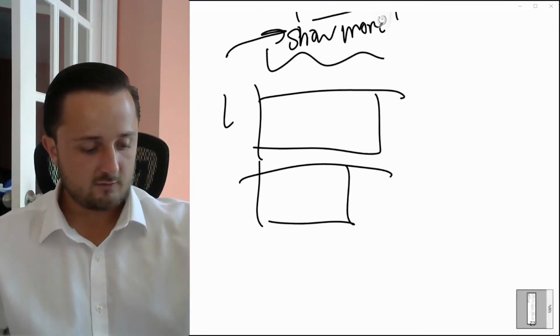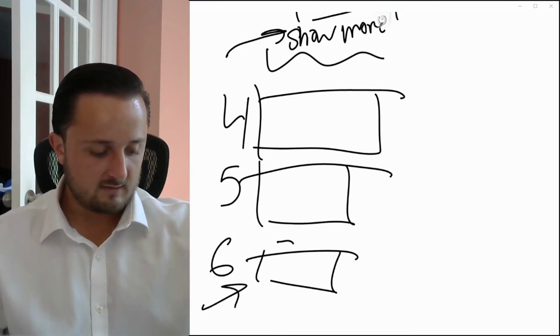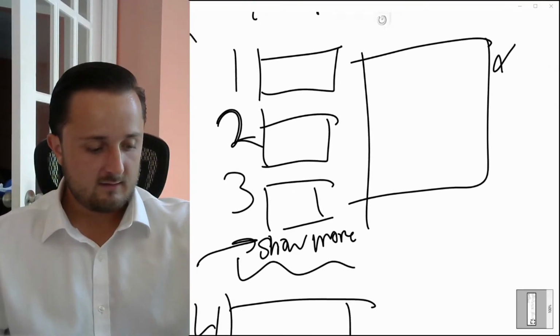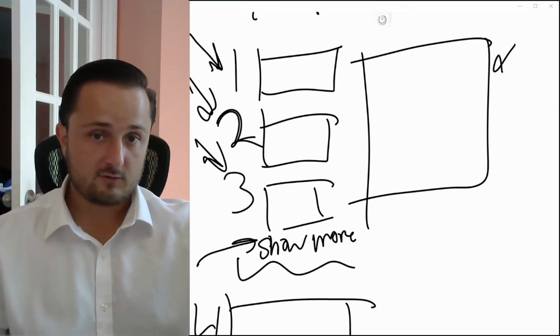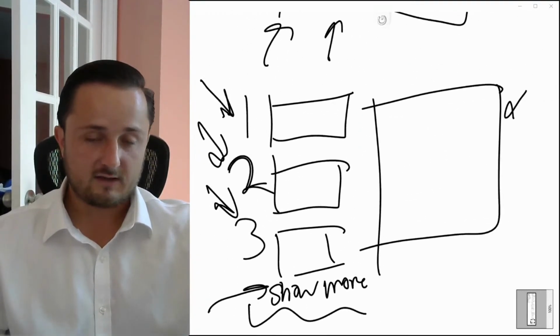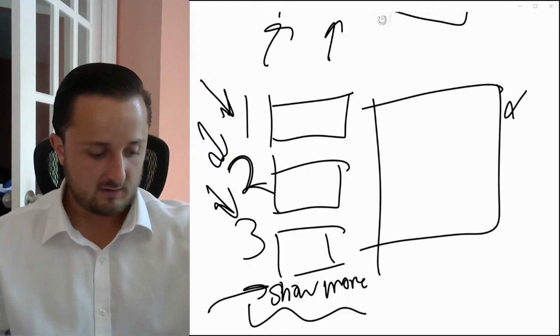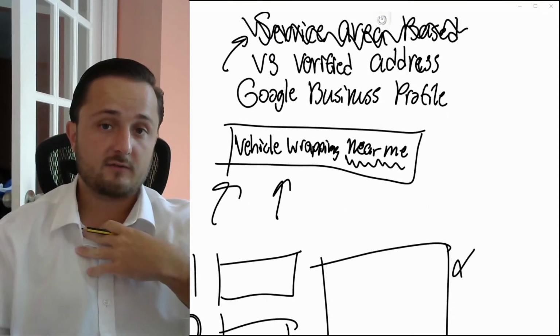So what's going to happen is you're going to start placing lower and lower, maybe at like the 6th position on average, right? You're not going to get to these first or second positions. On average, you're going to be way down here. So you're going to get less calls, less traffic, or less people coming into your vehicle wrapping company.